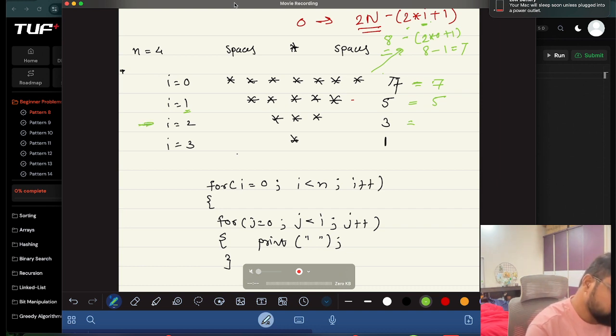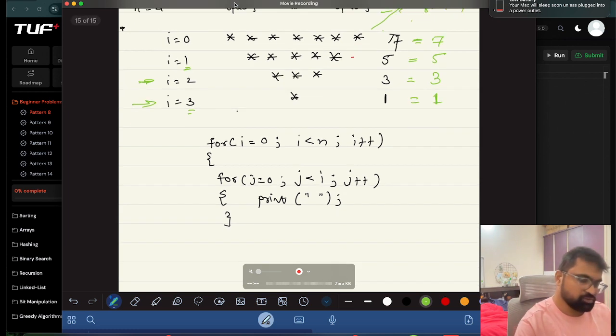Then let's do this for the next row. Here i equals 2. So 2 into 2 is 4, plus 1 is 5, and 2n is 8, so 8 minus 5 comes to be 3. Now for the row i equals 3, 2 into 3 is 6, 6 plus 1 is 7, and 2n is 8. 8 minus 7 comes to be 1. So we can achieve this through this formula.